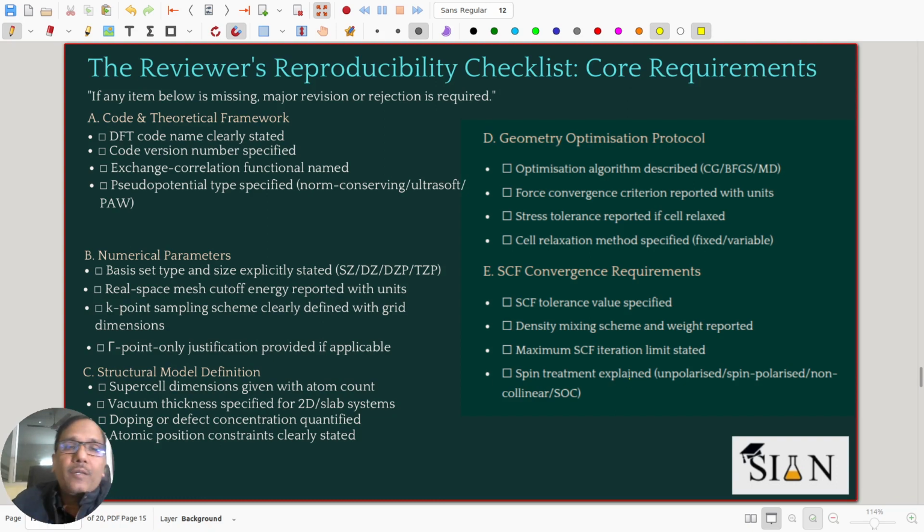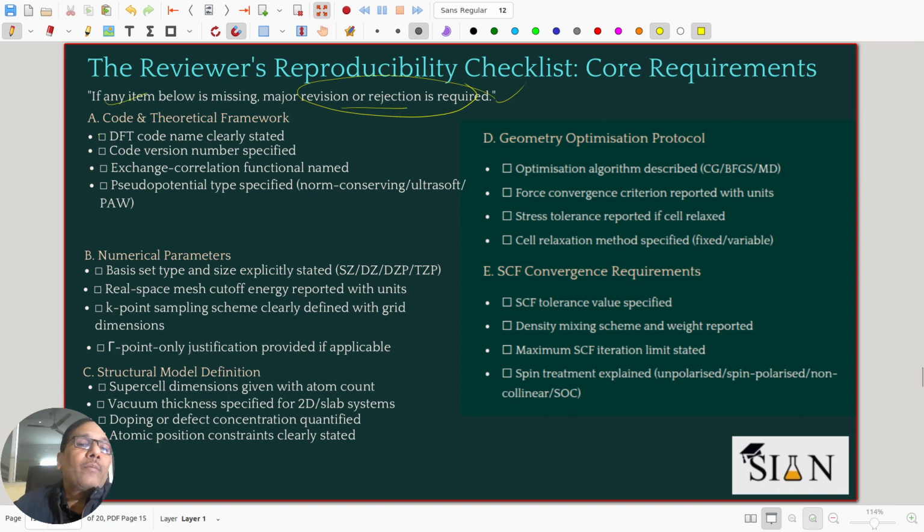So, checklist before submitting your methodology to me. First, if any item below is missing, major revisions or rejection is required. So you can reject yourself before submitting to me. So first, a code and a theoretical framework.